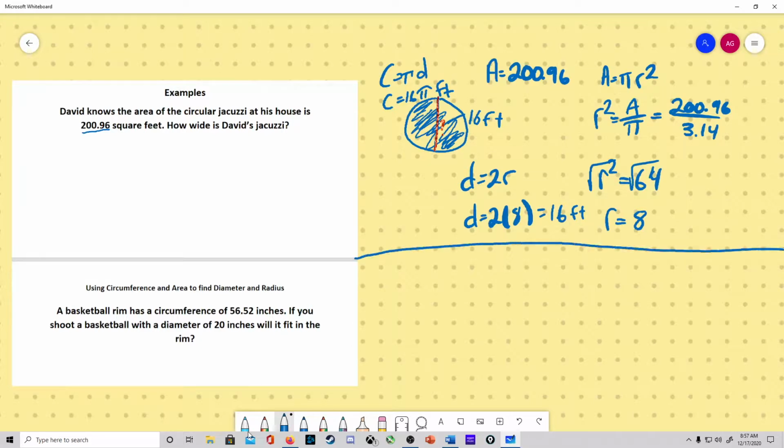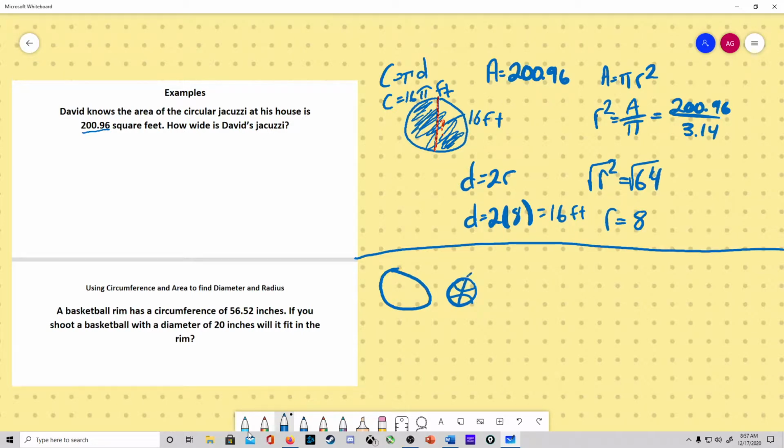So now let's look at this other one. This one's about basketball now. So again, we want to draw a picture. Let's read the problem. A basketball rim has a circumference of 56.52 inches. If you shoot a basketball with a diameter of 20 inches, will it fit in the rim? All right, well, I don't know the real measurements of a basketball, so maybe I know a real basketball will fit, but maybe this is some kind of irregular basketball. So let's just draw a picture so we know what we're talking about.